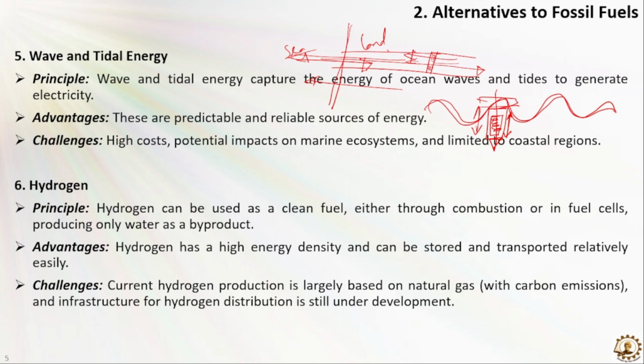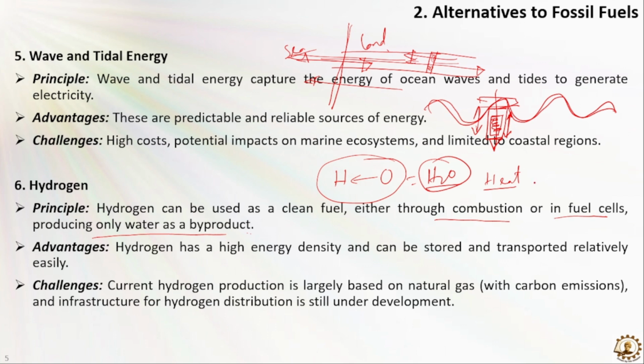Another recent technology which has come into play right now is hydrogen fuel. Hydrogen can be used as a clean fuel either through combustion or in a fuel cell, producing only water as a byproduct. It works like this: hydrogen interacts with oxygen and creates water vapor, which we can convert to steam, and the chemical reaction between hydrogen and oxygen also generates heat, which we can convert into electricity. It is a clean technology because only water and a small amount of heat are released as byproducts.